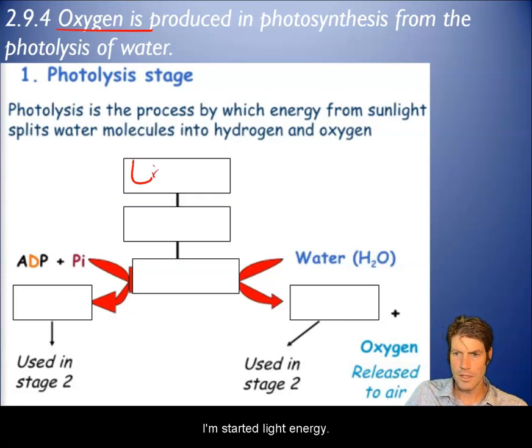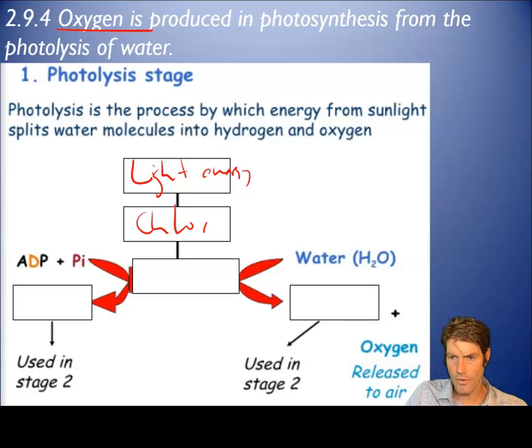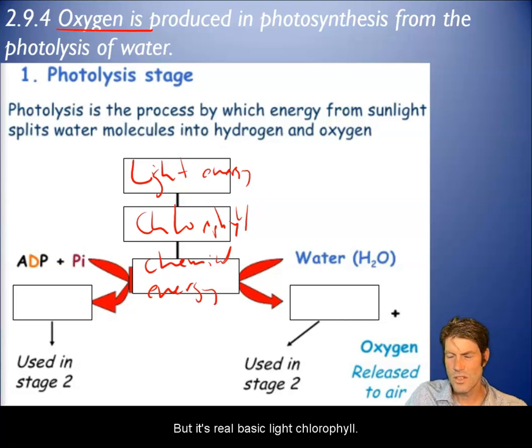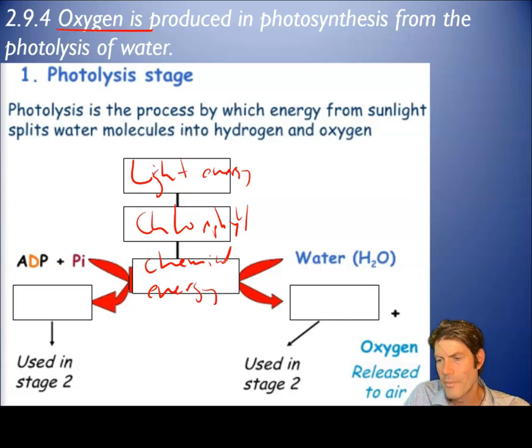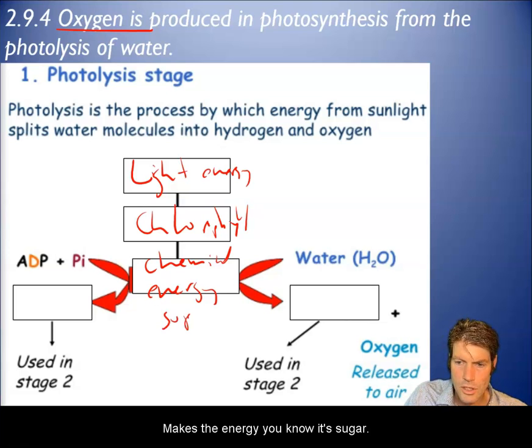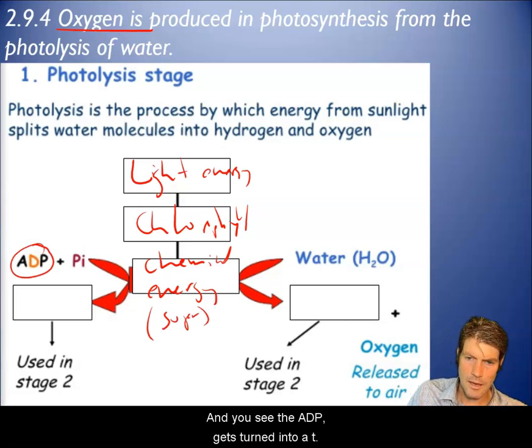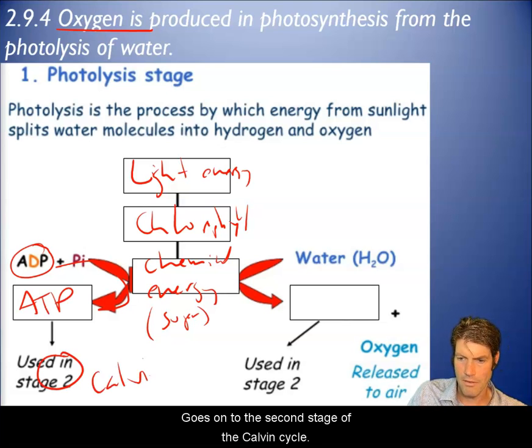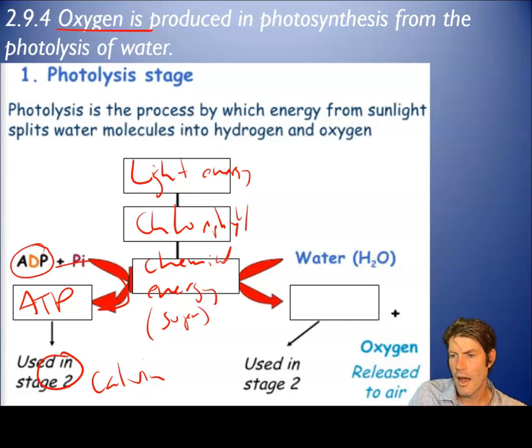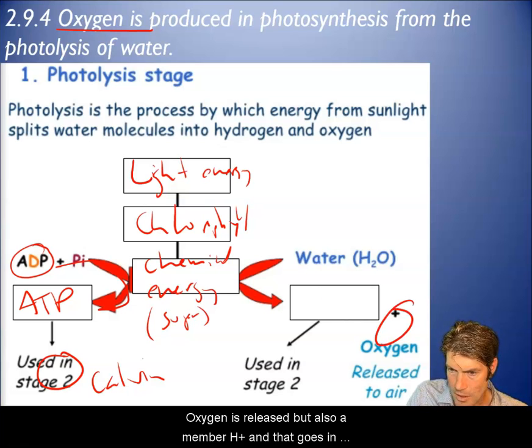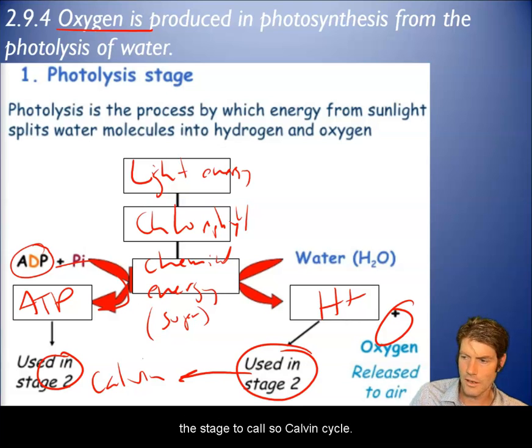And we mentioned photolysis earlier. We start with light energy, and it goes into chlorophyll and creates chemical energy. So just real basic: light, chlorophyll makes the energy in sugar, and you see the ADP comes and gets turned into ATP. That goes on to the second stage, the Calvin cycle. Oxygen is released, but also remember H+, and that goes into stage 2, also the Calvin cycle.